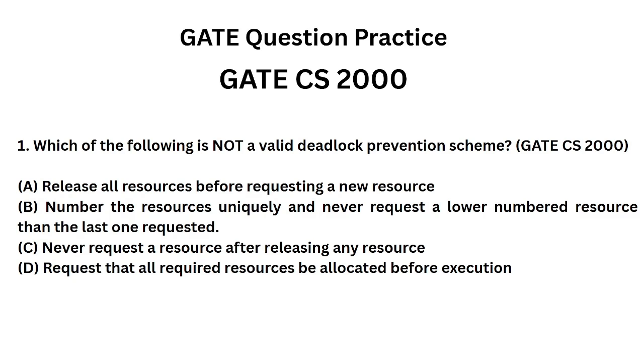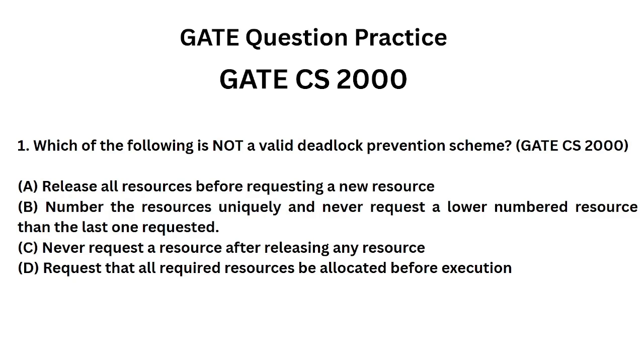Now we'll discuss why option C is not a valid deadlock prevention scheme. Option C states that never request a resource after releasing any resource. Once a process releases any resource, it is not allowed to request any new resource. For example, if P1 has the resource R1 and releases R1, it cannot request the next resource R2, R3, R4, anything, because if you release one, you are not allowed to request any resource after that.